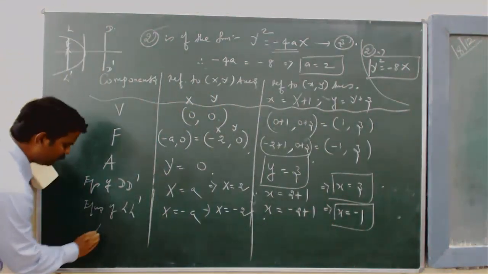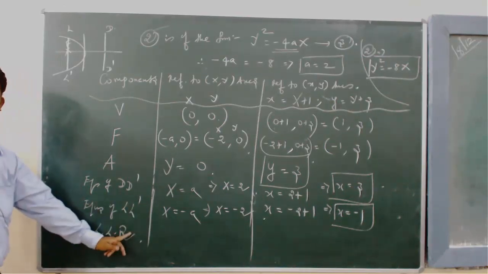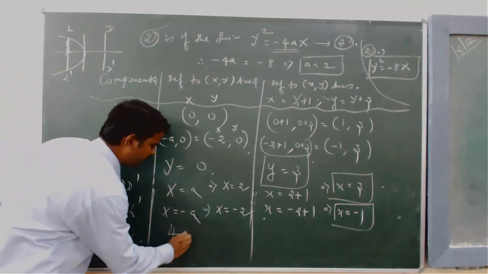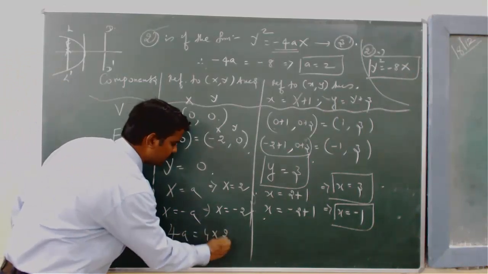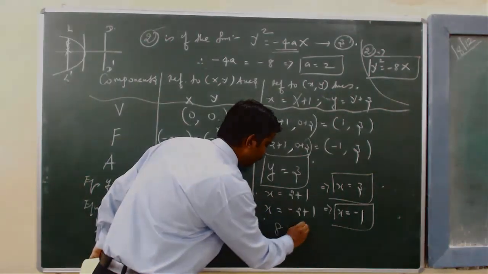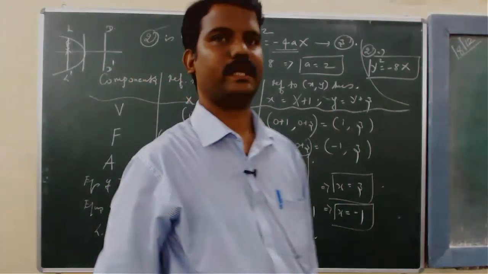And what is the final one? Length of latus rectum. I have written it shortly as LLR. That means what? Length of latus rectum. What is the formula? 4a. 4 into what is a? 8 units, you must write 8 units. So this is the length of the latus rectum.